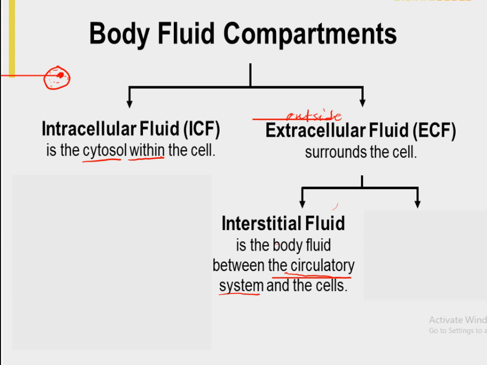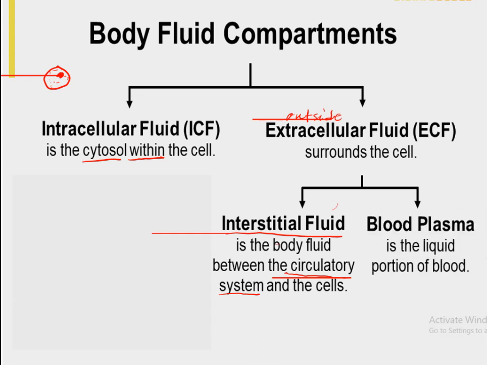The blood constitutes the red blood cells and plasma. But when we get rid of the red blood cells, that's when we have another component of extracellular fluid, which is the plasma. But when you talk of the interstitial fluid, we are simply talking about the body fluid between the circulatory system, which is plasma and the red blood cells, and the cells.